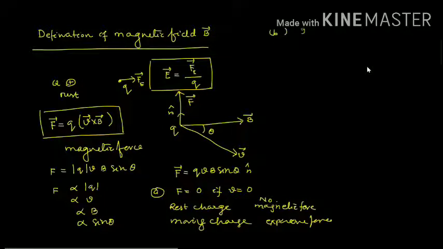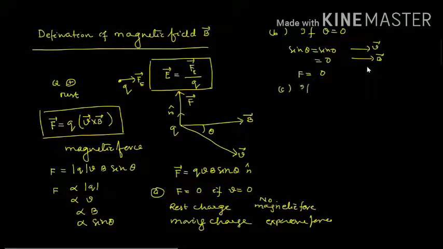If theta is equal to 0, that means v vector and B vector are parallel. The charge is moving parallel to the direction of magnetic field. Then sine theta, that is sine 0, is equal to 0 and F is equal to 0. That is, a charge moving in a direction parallel to the magnetic field experiences no magnetic force.